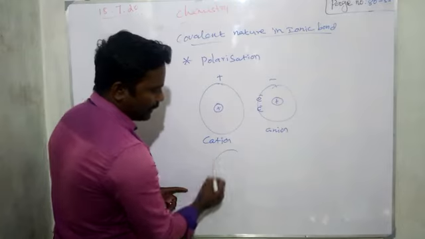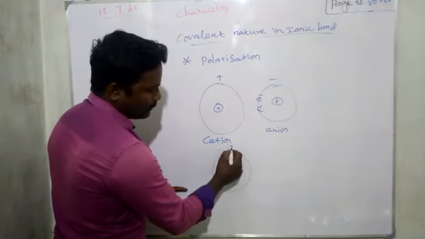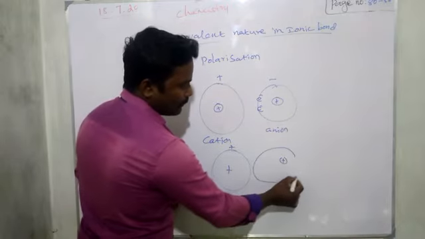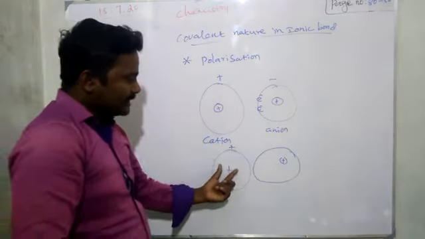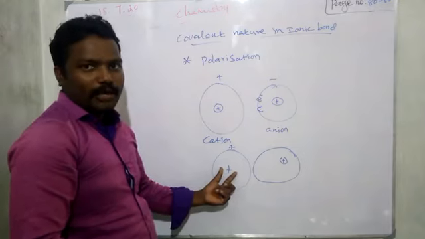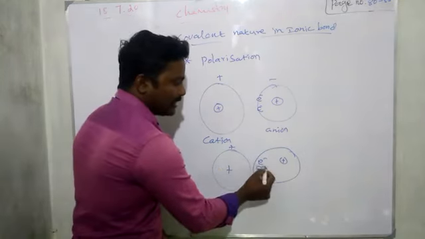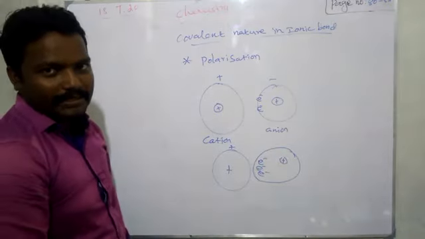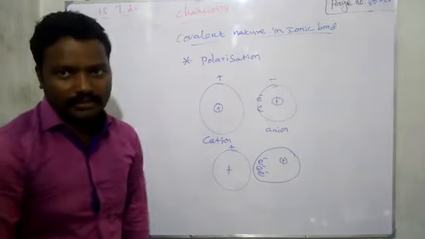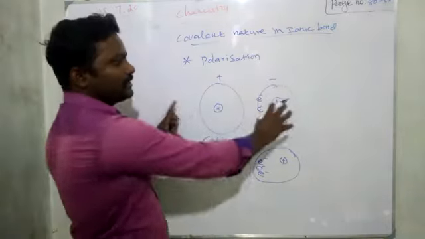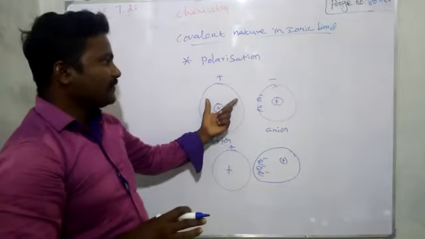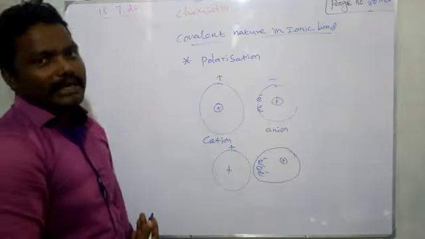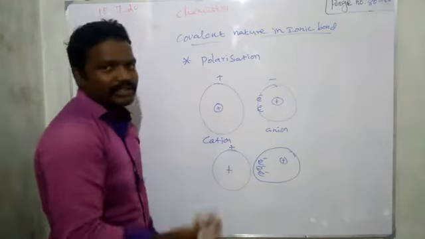See, next what will happen? This is the cation, and the anion will form like this. Because of the force of attraction of the cationic charge, the electron cloud comes near the cation, so the electrons are distorted from their place. This is called polarization. Normally the anion may exist in a separate spherical shape, but because of the polarizing power of the cation, the electron cloud is attracted towards the cation. This is called polarization.